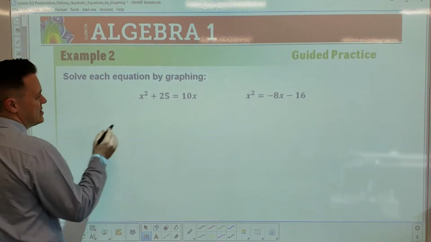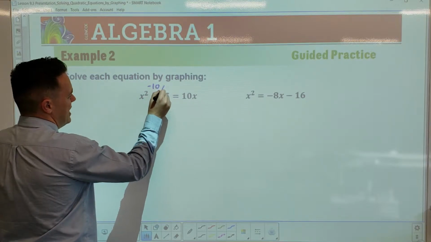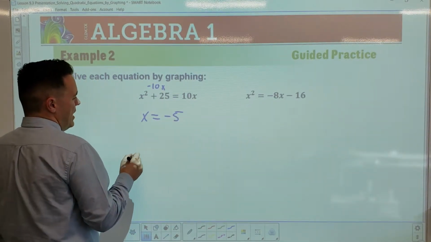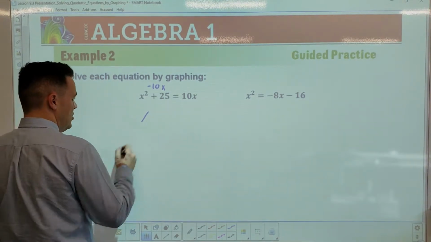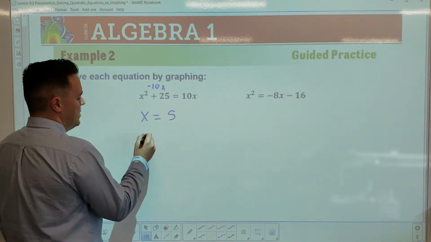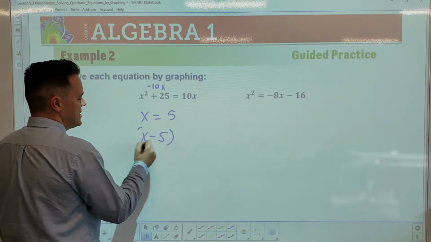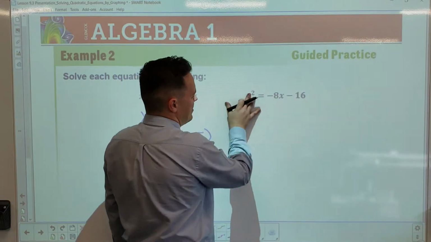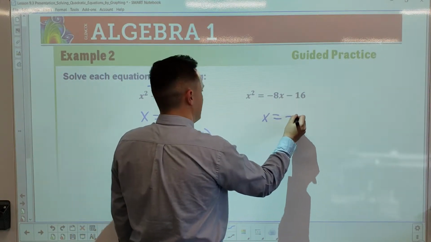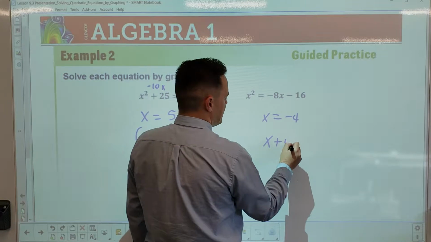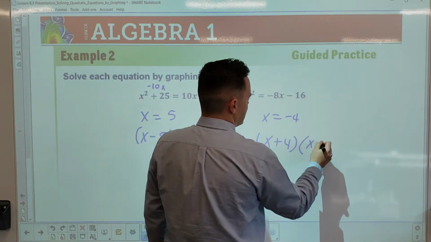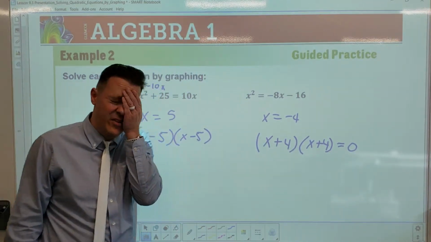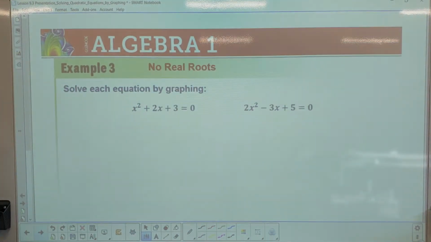All right, if you were to graph this, I know this would be a negative 10x. So if you were to graph it, you would get x equals negative 5. Or excuse me, you would get x equals 5. Because your setup here needs to be x minus 5, x minus 5. All right, this one here, you would add everything to one side, so x would equal negative 4, because I need x plus 4 and x plus 4 to be the answer. If you doubt this, please graph it if you haven't already, and you'll see the answer.